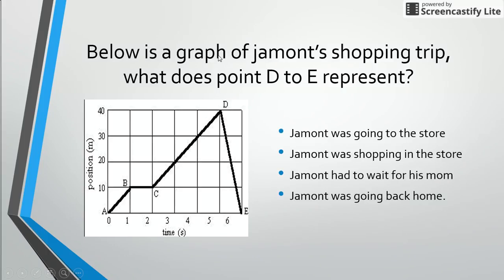Question 2. Below is a graph of Jamont's shopping trip. What does point D to E represent? So this point right here. Was it that Jamont was going to the store? Jamont was shopping in the store? Jamont had to wait for his mom? Or Jamont was going back home?